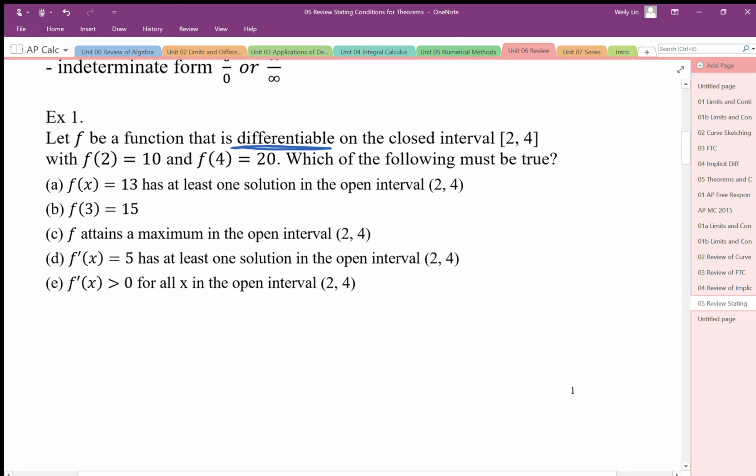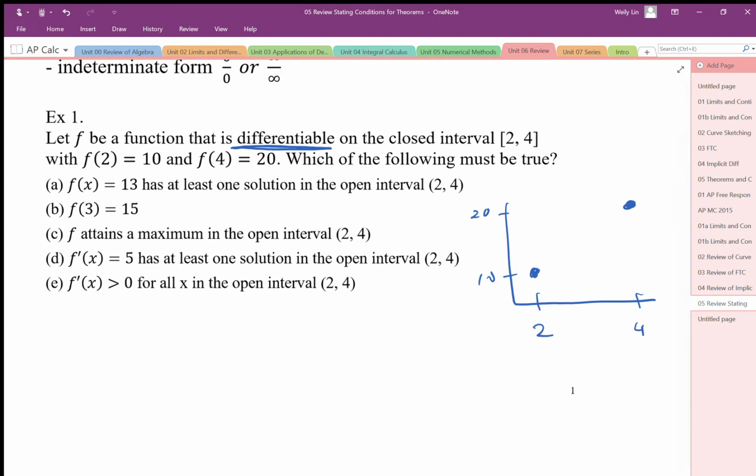So I have this interval from 2 to 4, and we have 10 to 20. We know that a point exists here, and we know that a point exists here. It says f of x equals 13 has at least one solution on this open interval. This must be true.